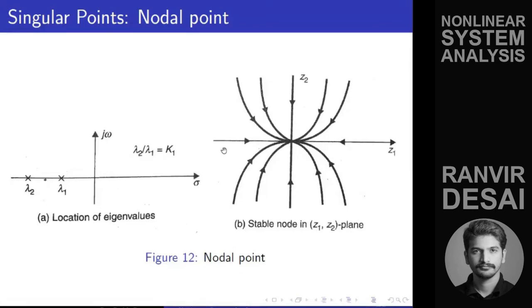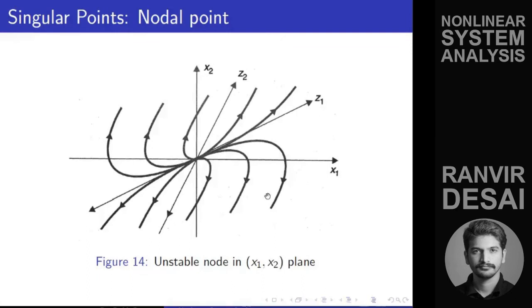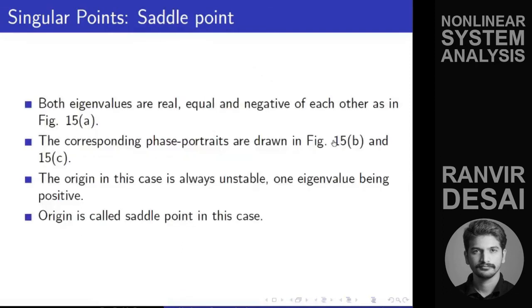Unstable nodal point. And if you draw it in x1 x2 plane, it will look like this. It is a skewed figure of z1 z2. Here you can see all the graphs are going outward. So is this done? We have seen two types of singular points. First one is stable nodal point. Second is unstable nodal point. Is it done? Okay. So the next one now becomes a little bit complex hereafter.